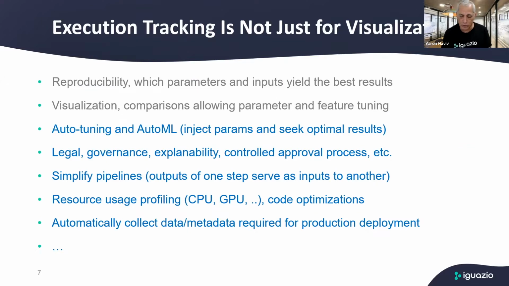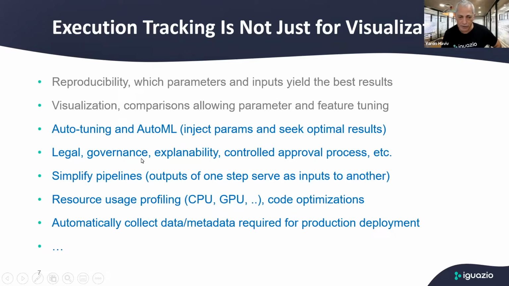We want to be able to track more and more aspects of our machine learning workload. So we want to be able to auto-tune, not just track and visualize. We want to be able to run essentially the same job and let the system automatically try different permutations and find the right and best model. This is sometimes referred to as AutoML, running a set of experiments and seeking the optimal results. So this is another thing we can try and automate.